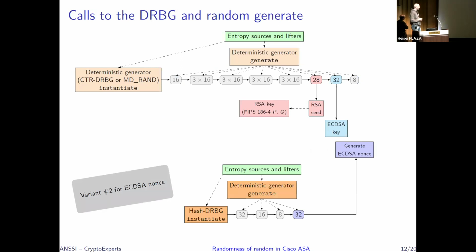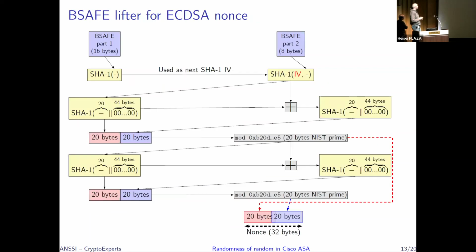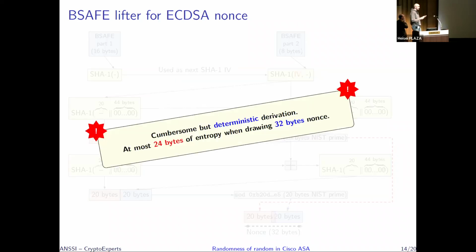There is another variant for the generation of the ECDSA nonce, which is used for the signature of the self-signed certificates, where we use an HDRBG instead of the BSAFE lifter. It's initialized from entropy sources. One word on the BSAFE lifter. It's basically a construction made on SHA-1 and reduction modulo, let's say, a small prime, 160 bits. What can be said on that is that it's cumbersome but deterministic. So once you have understood how it works, you can reduce the block and just consider it as another lifter.